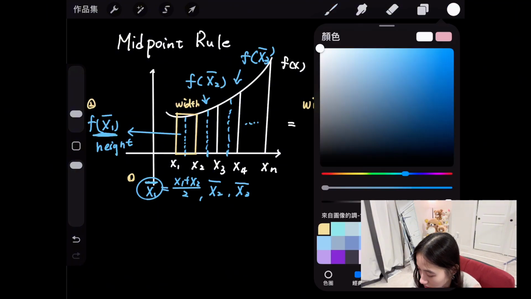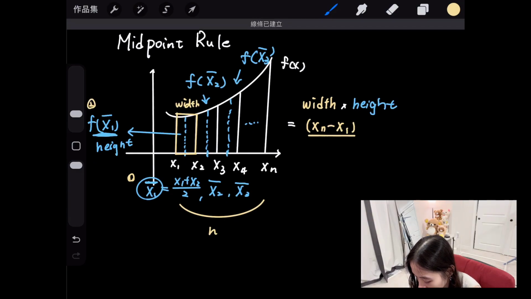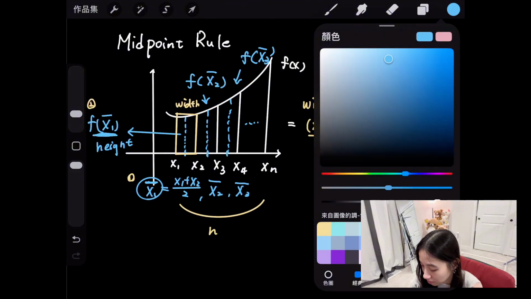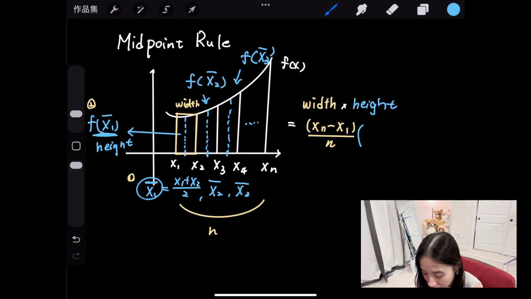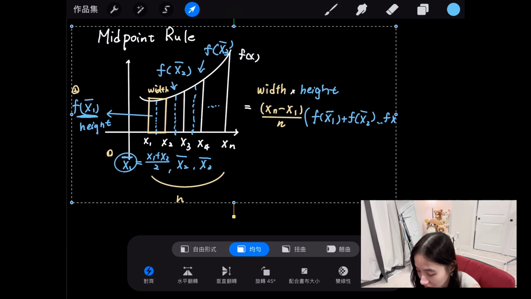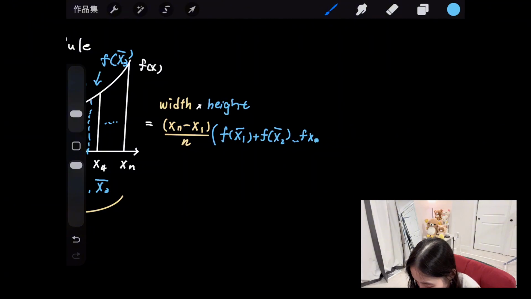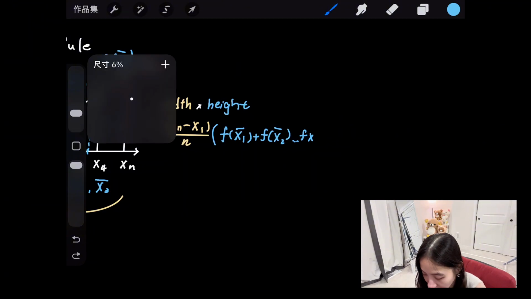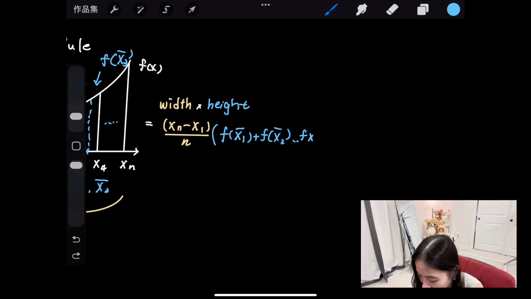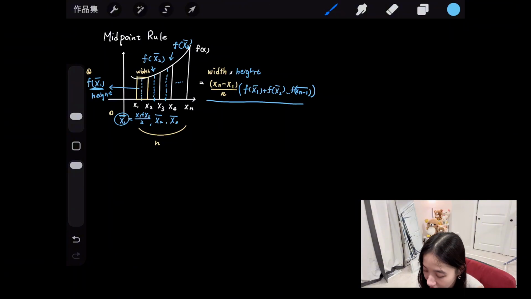The width, because you divide by n, will be x sub n minus x sub 1, divided by n, and your height will be all of those values: f of x sub 1 bar plus f of x sub 2 bar, all the way to f of x sub n minus 1 bar. As you can see, this is the equation.